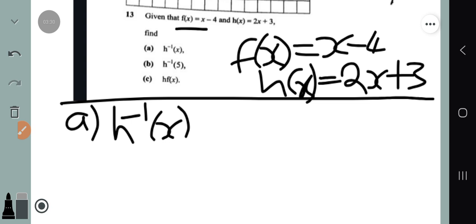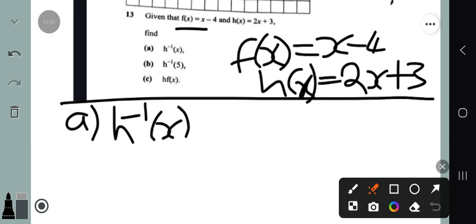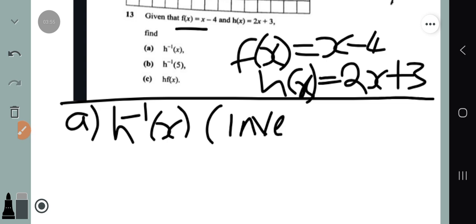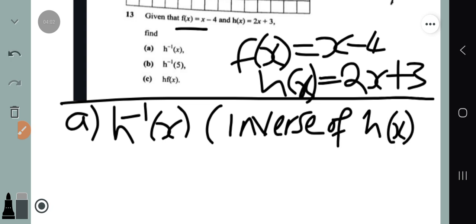So what does this mean? Like I said, under functions, you just need to know the meaning of these symbols, the meaning of that, and the meaning of this. This means inverse. Find the inverse of the function h(x).